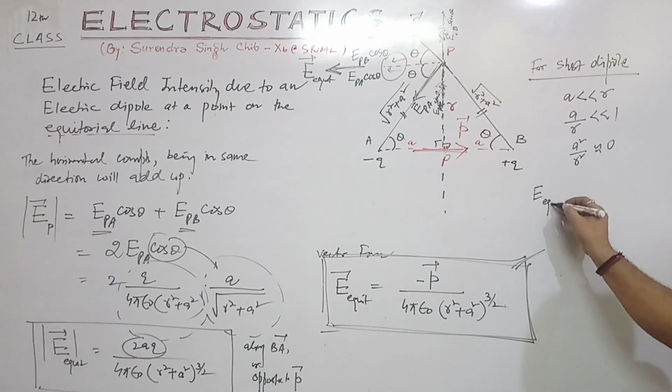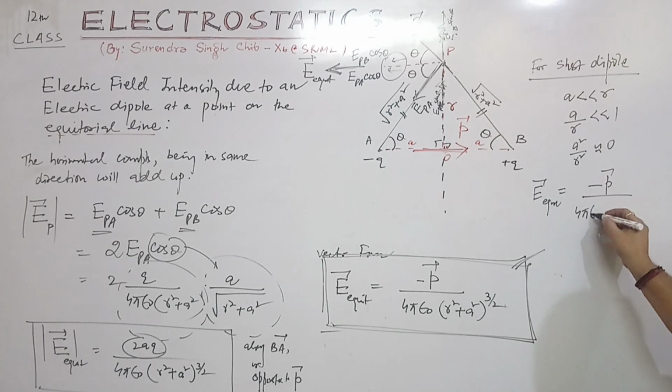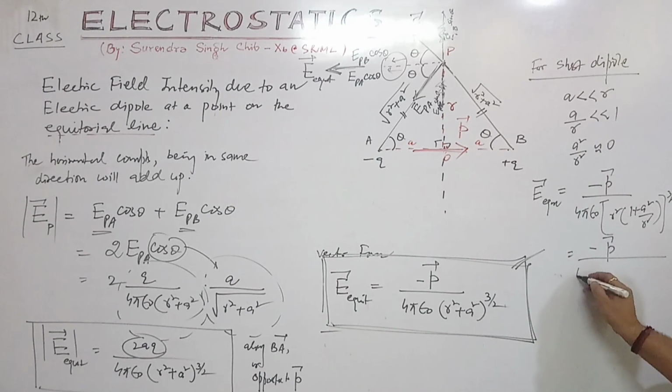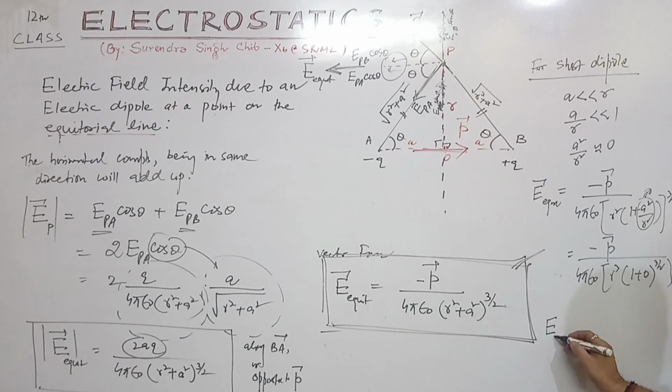E equatorial equals minus P vector over 4 pi epsilon naught, take r square outside, 1 plus a square by r square, the whole bracket to the power 3 by 2. What is left? This is minus P over 4 pi epsilon naught r cube times 1 plus 0 to the power 3 by 2, since a square by r square is approximately 0. So I am writing the answer here: E equatorial for a short dipole.